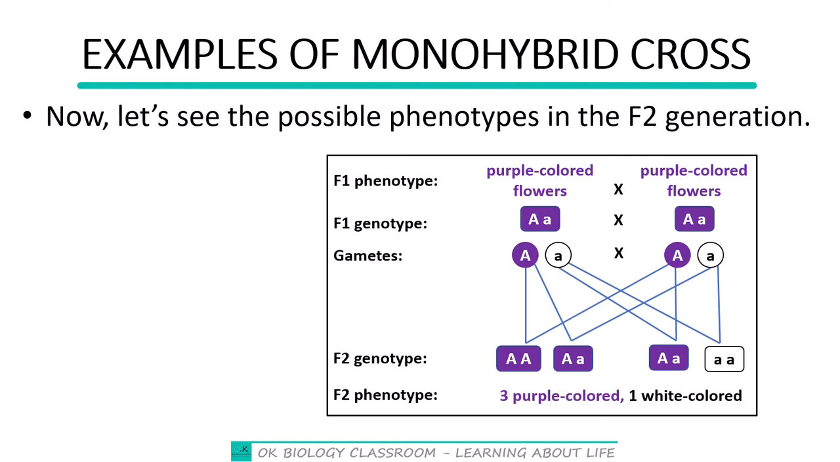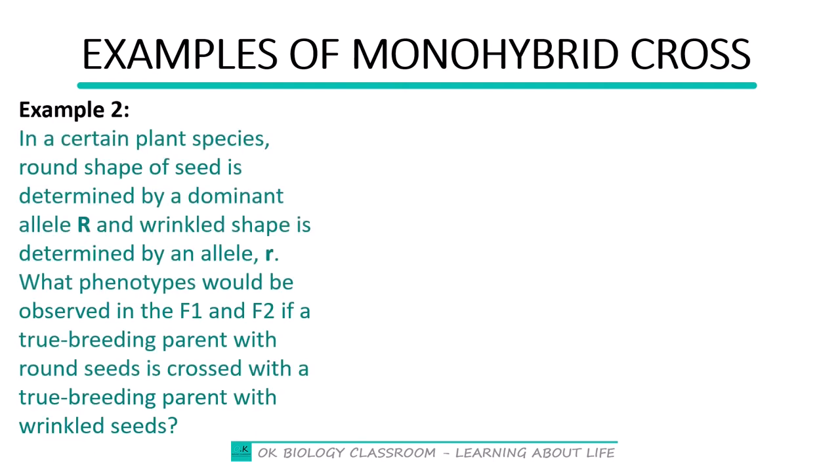Alright, let us now move to look at another example so that they will help us improve on our understanding on this concept. Example 2. In a certain plant species, round shape of seed is determined by a dominant allele capital R, and wrinkled shape is determined by an allele small r. What phenotypes would be observed in the F1 and F2 if a true breeding parent with round seeds is crossed with a true breeding parent with wrinkled seeds?